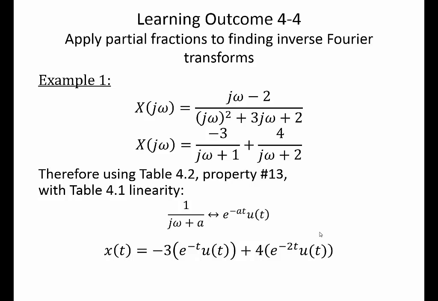Let's take an example. We can take our X(jω), convert it into partial fractions, and then we can use table 4.2, property 13, together with the linearity property, to invert it, just using the tables, and we wind up with a sum of two different exponentials. Remember that u(t) is very important and the answer is incorrect without it.